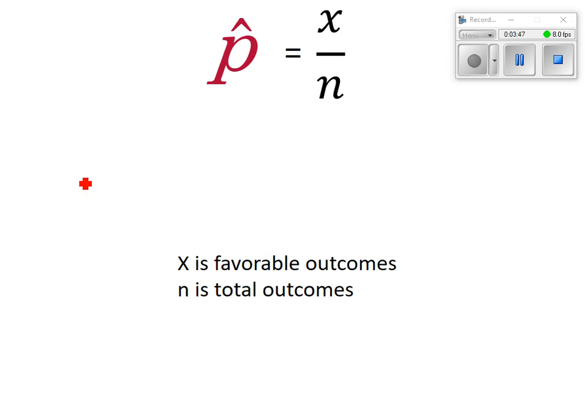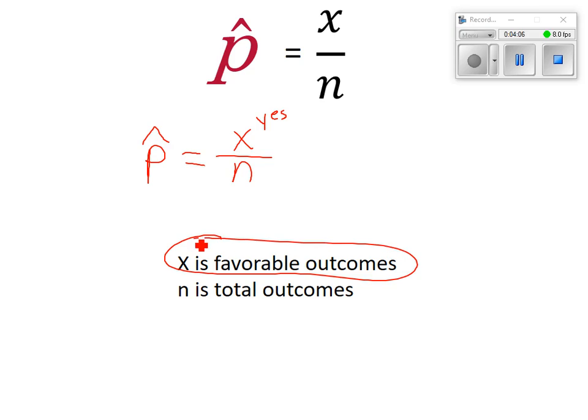Basically, this is the same stuff that we've been doing. Remember that p hat is always x, the number of yeses, divided by the number in the sample. So x is the favorable outcomes. N is the total outcomes in the sample. Sometimes you may have to find p hat on your own before you can actually do the other stuff.